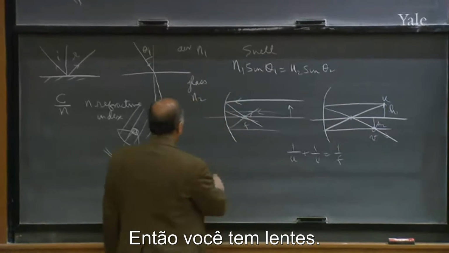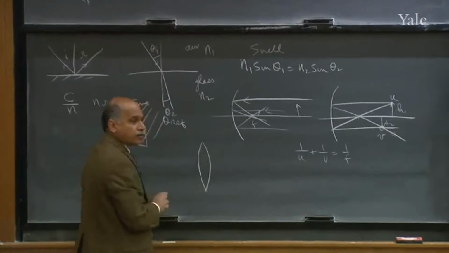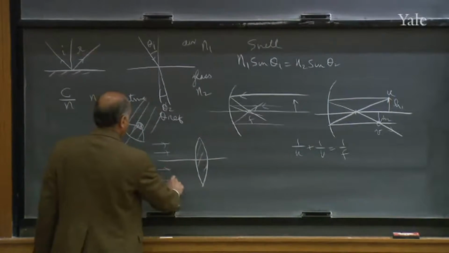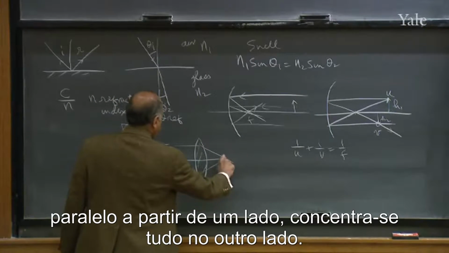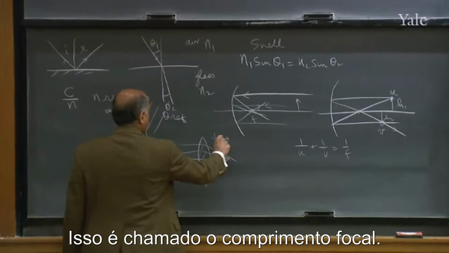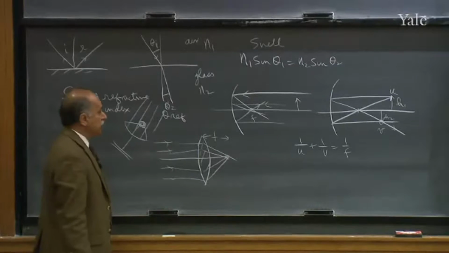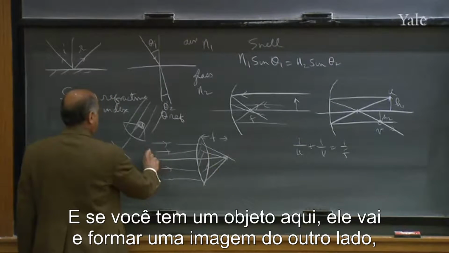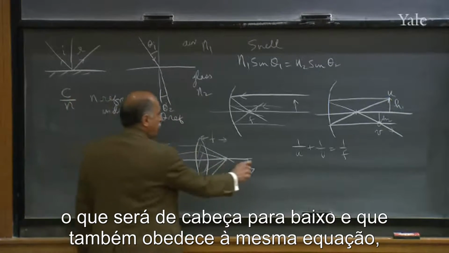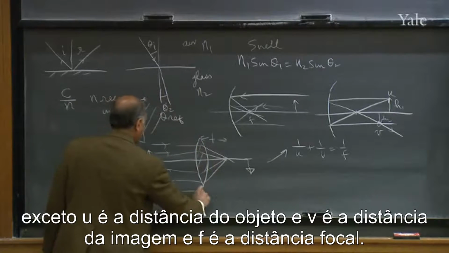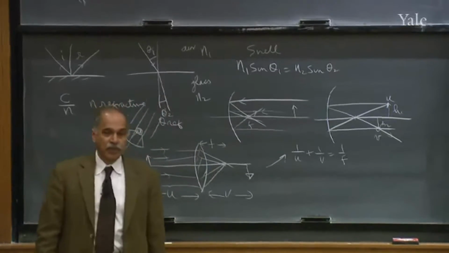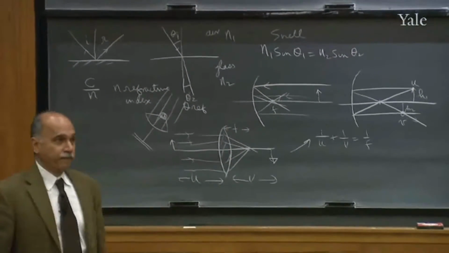Then you got lenses. This is a piece of glass, and it has the property that when you shine parallel light from one side, it all focuses on the other side. That's called the focal length. And if you have an object here, it'll form an image on the other side, which will be upside down. That also obeys the same equation, except u is the distance of the object, b is the distance of the image, and f is the focal length. So there's a whole bunch of things you learn. That's all I want you to know.